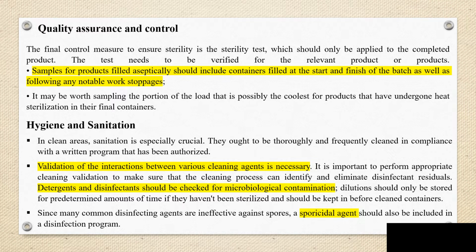Next, we come on to quality assurance and quality control. All the samples used for the parenteral products have to be filled aseptically, which includes containers filled at the start and finish of the batch, as well as following any notable work stoppages. And during quality assurance and quality control, special audits have to be performed to see whether the quality of all the different parenteral products is completely verified. Testing has to be performed to verify the relevant products.